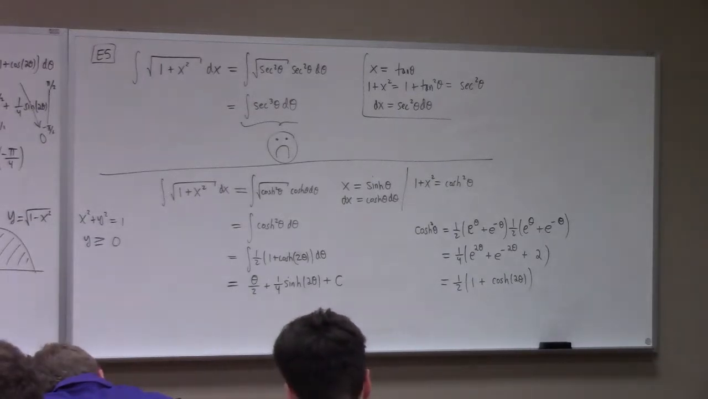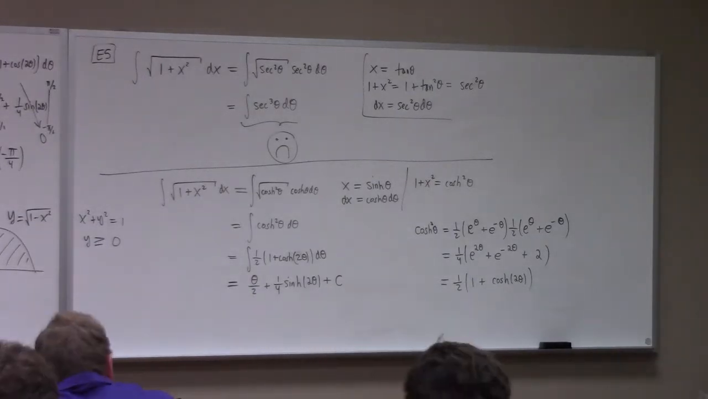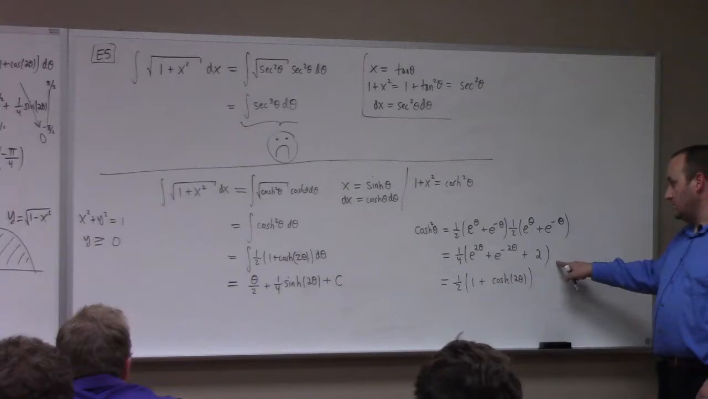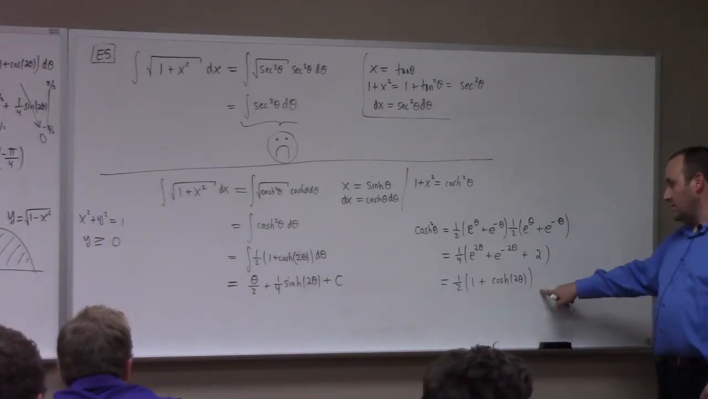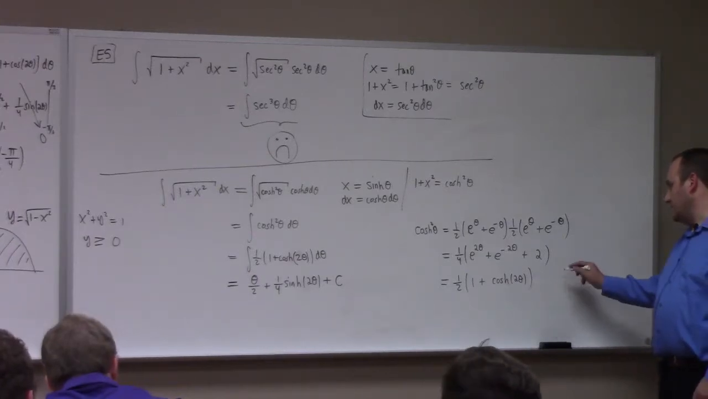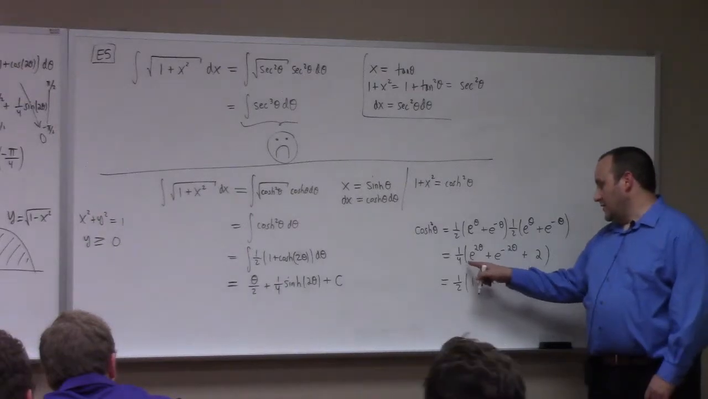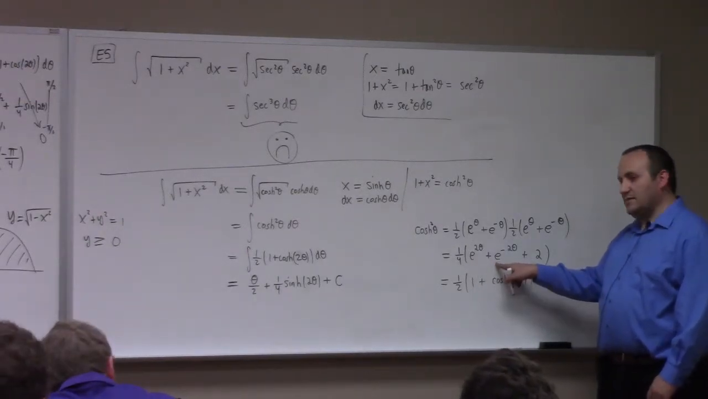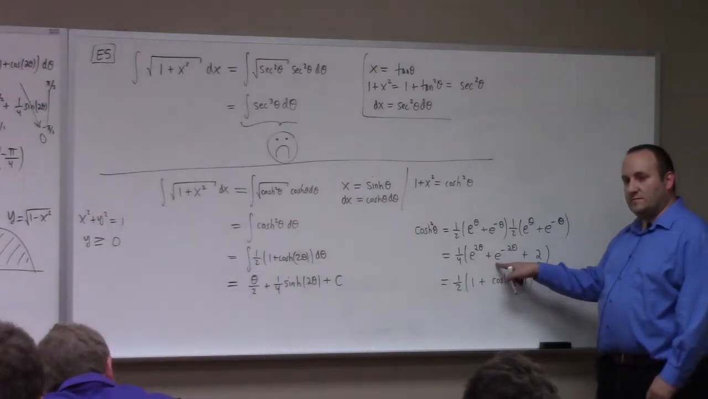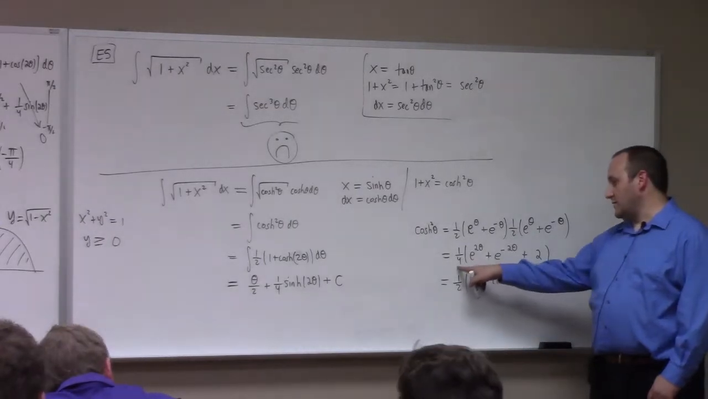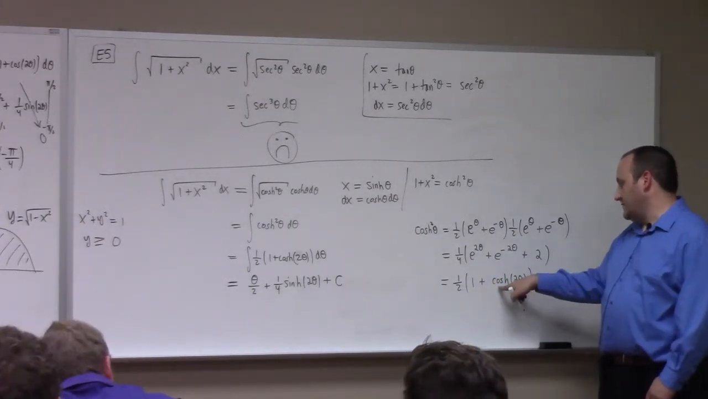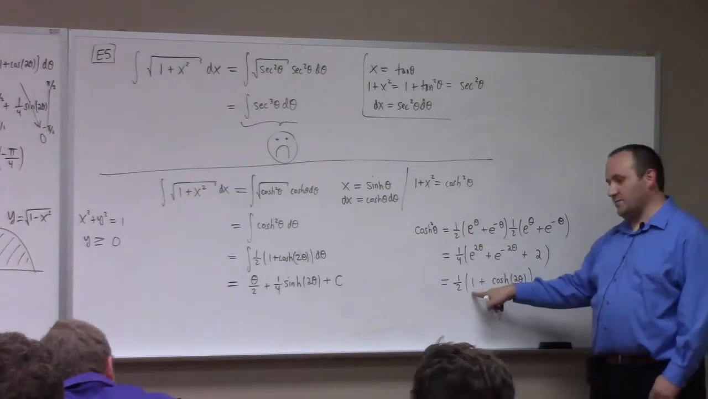How did you go from the second to the third step, here to here? Well, 1/2 of e to the 2 theta plus e to the minus 2 theta is cosh 2 theta. But I've got a quarter, so there's a half of that. And then 2 over 4 is 1/2.